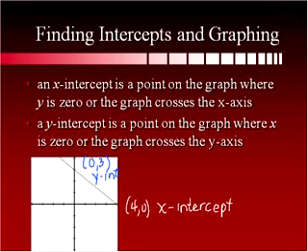Now, it's important that you put these numbers in the correct spot. For an x-intercept, the y is always 0, and the x value is the first number. For the y-intercept, the x value is always 0, and the y value is always the second number in the parentheses. So let's take a look at some problems.